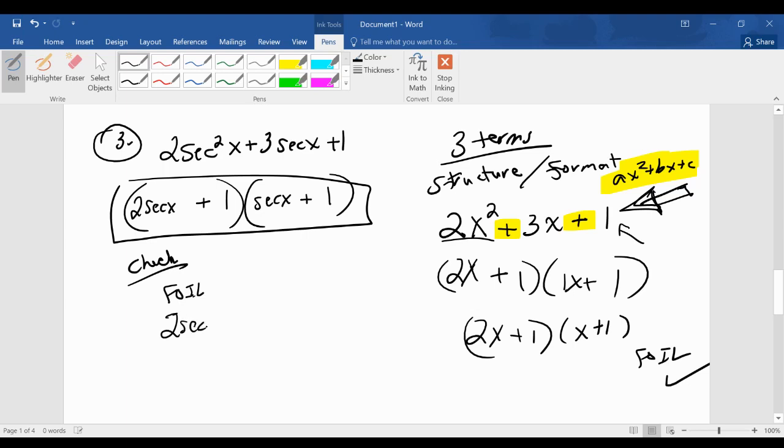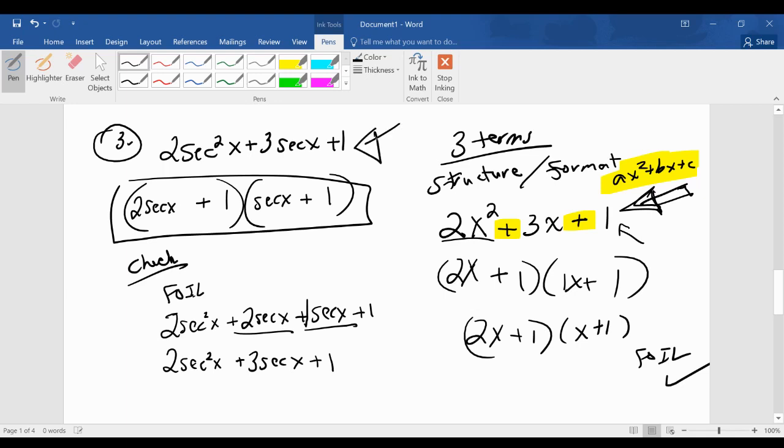If you do first times first, you have 2 secant squared. The outers, 2 secant times 1 is just plus 2 secant. Don't forget the x there. It is important. The inners will be plus secant. And then last times last is plus 1. If you combine your like terms, 2 secant squared doesn't have any like terms because there's no other secant squareds. But 2 secant x and 1 secant x make 3 secant x. And then you have a plus 1 at the end. And that matches what we started with. So we have a correct factorization.